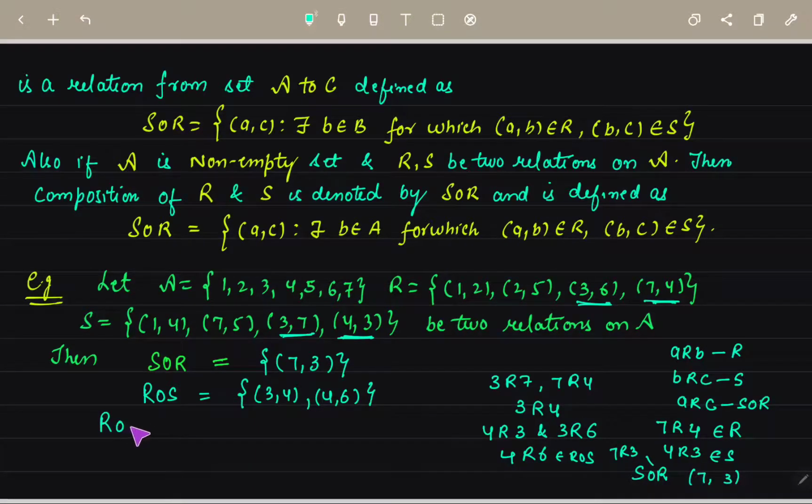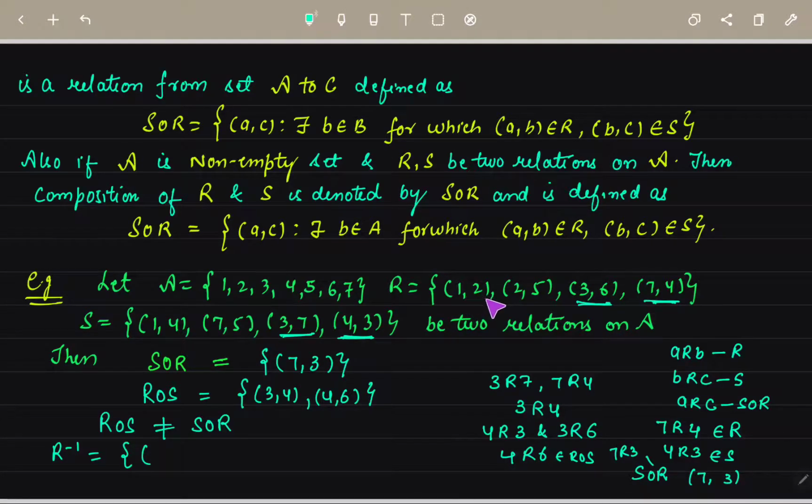सो यहाँ से हमारे पास क्लियरली क्या चीज़ प्रूव हुई कि जो R कंपोजिशन S है, दिस इज नॉट इक्वल टू S कंपोजिशन R. सो ऑल्सो अगर हमें इसके इन्वर्सेस लेने हो, फॉर एग्जाम्पल हमें कई बार पूछा जाए कि व्हाट इज द R इनवर्स, देन R इनवर्स इज बेसिकली these elements, that is we have to reverse these elements.